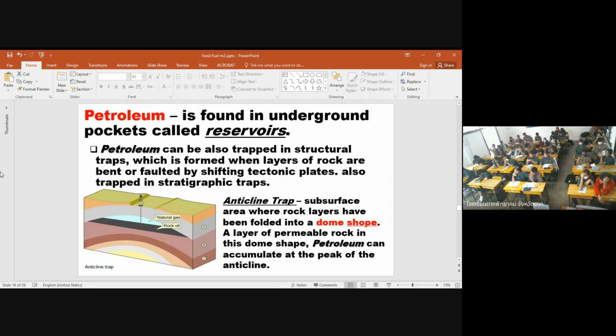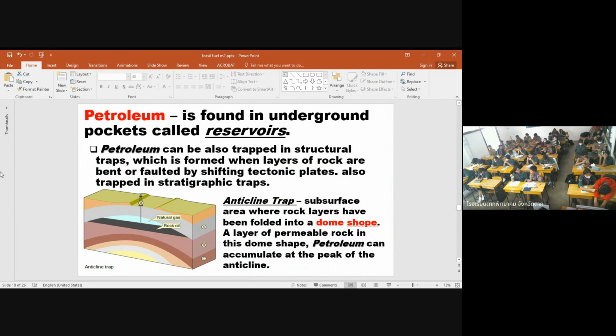So petroleum can also be trapped in a structural trap, which is formed when layers of rocks are bent or folded by the shifting of tectonic plates. Another is a stratigraphic trap. So we have your first trap: the anticline trap is a subsurface area where rock layers have been folded into a dome shape.